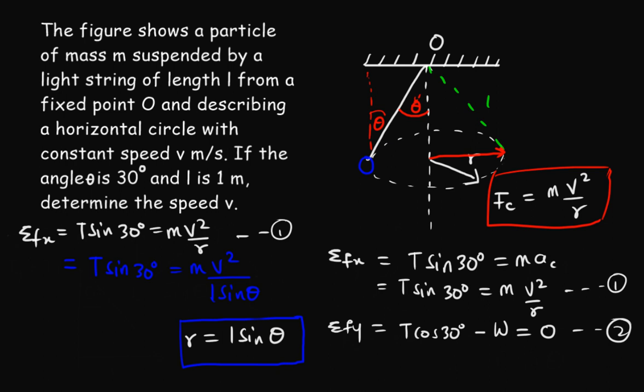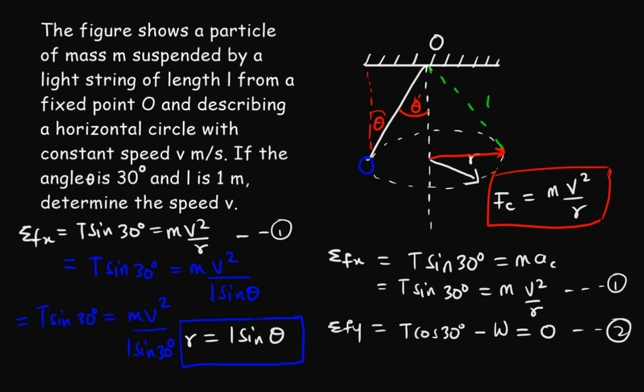Okay, so let's continue. So this will be T sine 30 degrees equals mv squared over L sine 30 degrees. So this is what we have now.